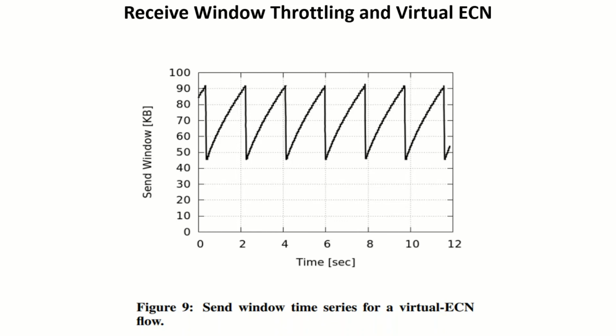Figure 9 depicts the send window over time for a virtual explicit congestion notification flow for the virtual congestion control experiment. This pattern would normally appear in the congestion window. However, in our Linux implementation, when the receive window was the limiting window, the congestion window stayed larger than the receive window for the entire experiment, which made the receive window not needed.